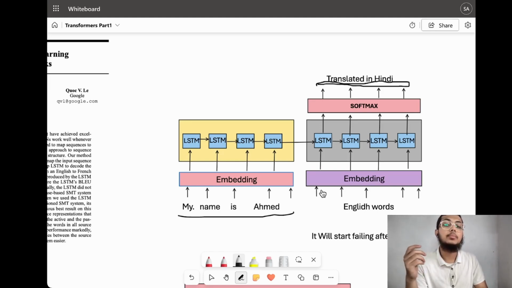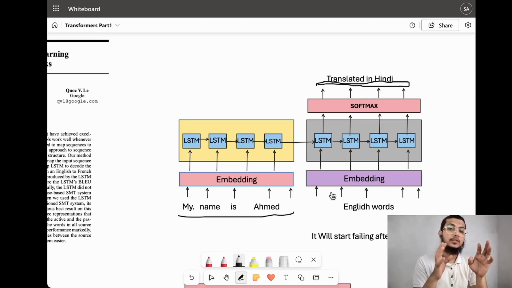So this is the story of the first paper, where we proposed a solution to solve the sequence to sequence task, and then we realized that if the input becomes very large, then our context vector will not be able to retain that much context from this model.